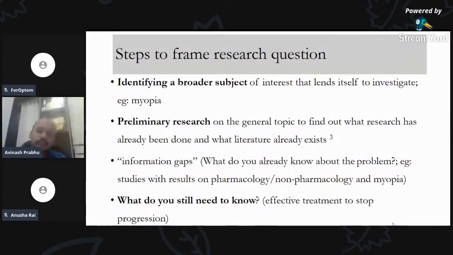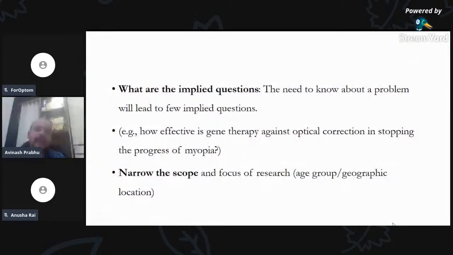What do you still need to know? Say, for example, you want to check for the effective treatment to stop the progression. That's how you go a step ahead and ahead. First you identify a broader subject, do a preliminary research. After doing a preliminary research, you check for the information gaps or literature gaps, and then you go further narrowing your topic. What are the implied questions?